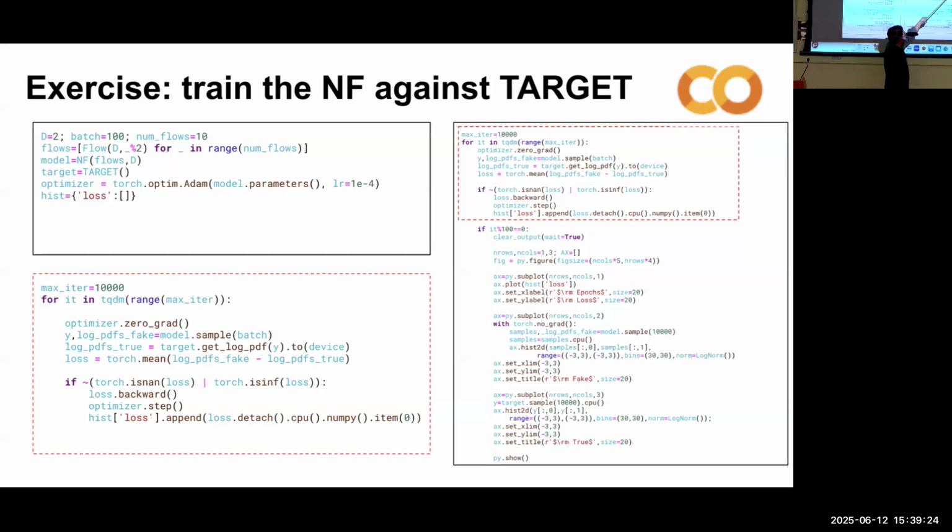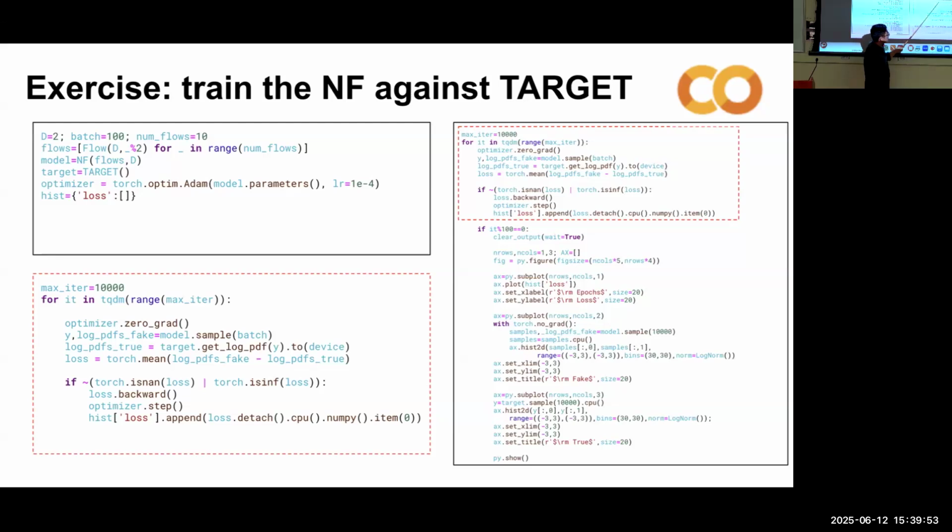So here is the setup. It has to be a 2D problem. I set a batch of 100. I put 10 flows, initialize all the 10 flows, chain them into a normalizing flow class, instantiate the target distribution that I want to mimic, and instantiate the optimizer. So this will be the first part.